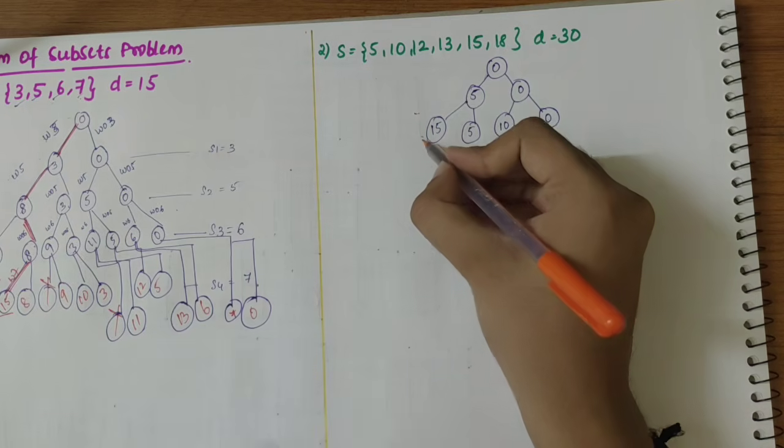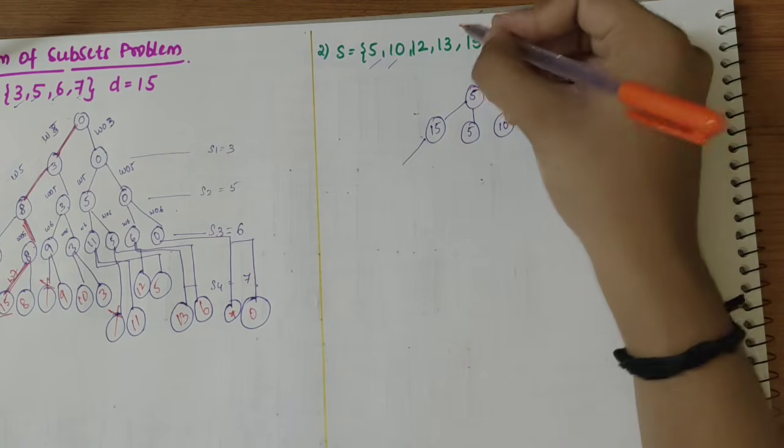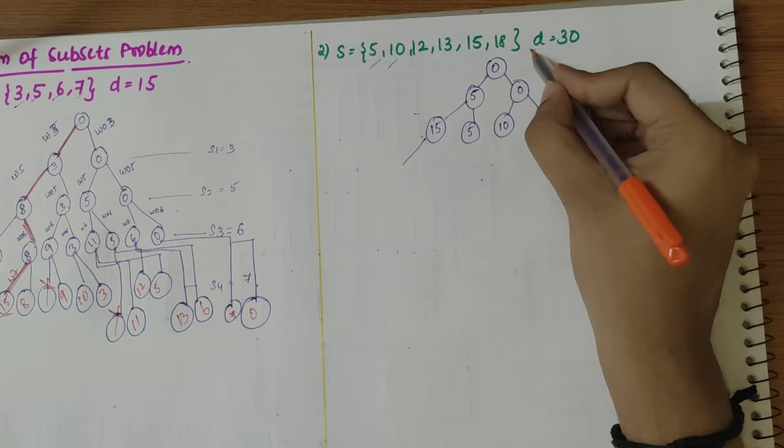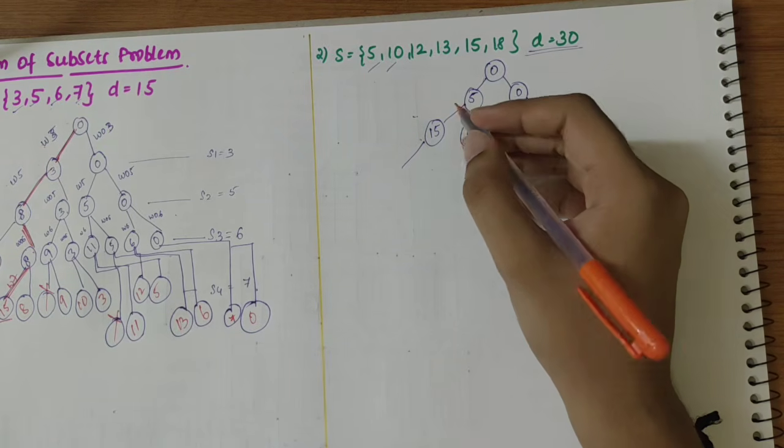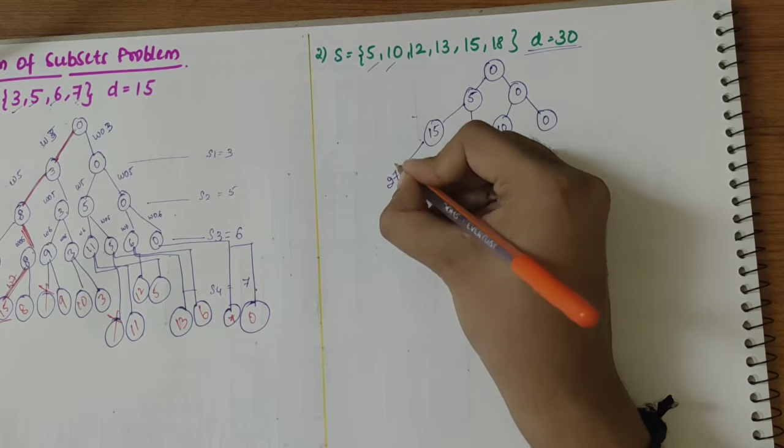Next I have 12. With 12, here the limit, the sum, is 30. Okay, so with 12, 15 plus 12, I have 27.